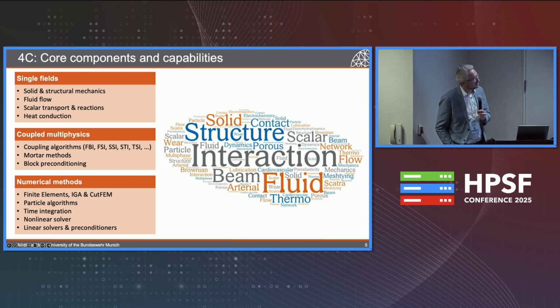As you see in this word cloud on the right, these are all the modules from our source code. We just took those words and created this word cloud, and you see that the interaction is really the core. It's the word that occurs the most. This interaction between these individual fields is what we're interested in.